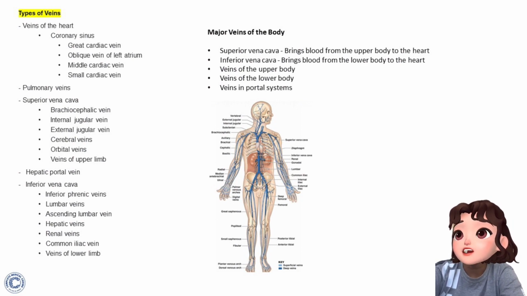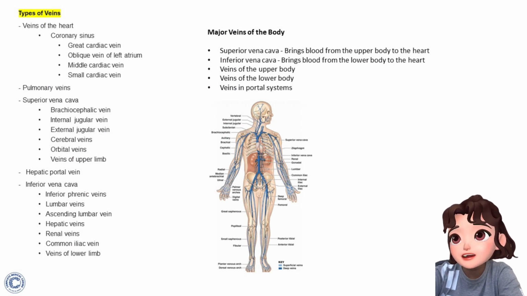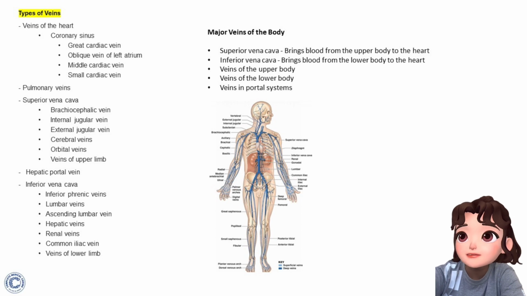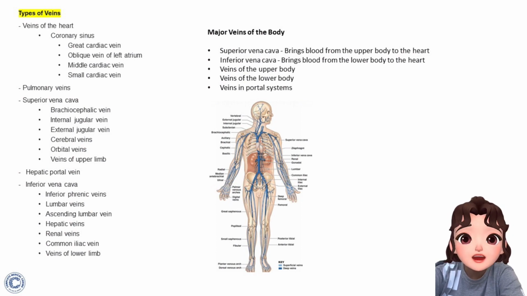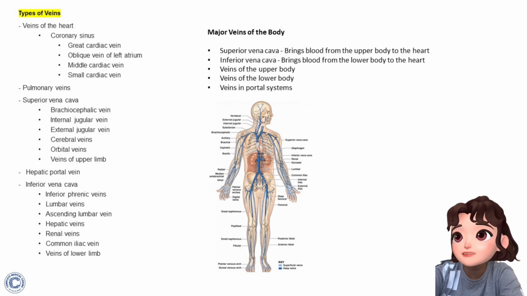So among these, which are the major veins of the body? Major veins are superior vena cava, which is the second largest vein, and inferior vena cava, which is the largest vein. Superior vena cava brings blood from the upper body to the heart. Inferior vena cava brings blood from the lower body to the heart. We had already discussed it before.